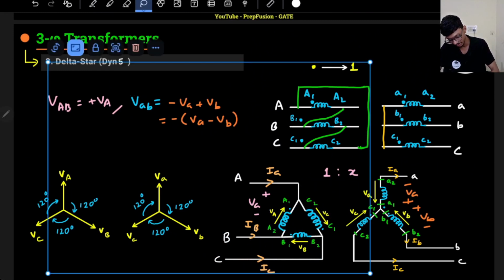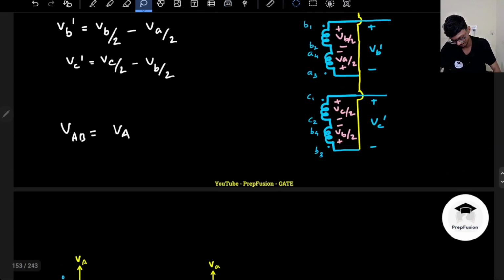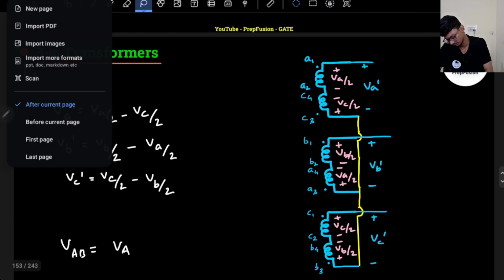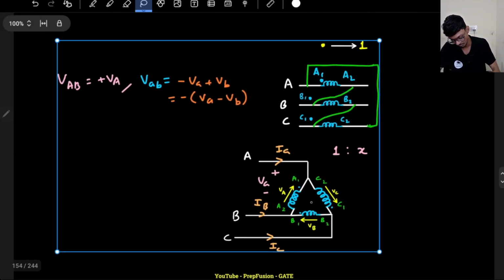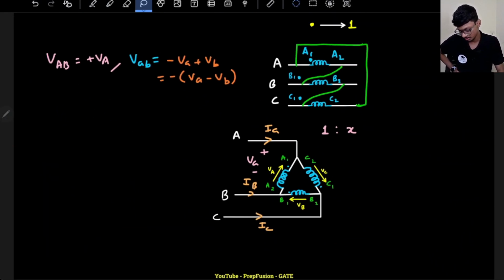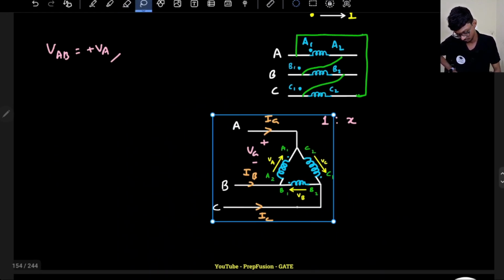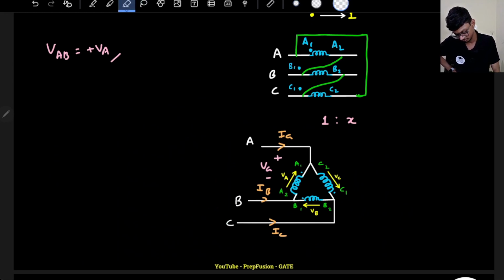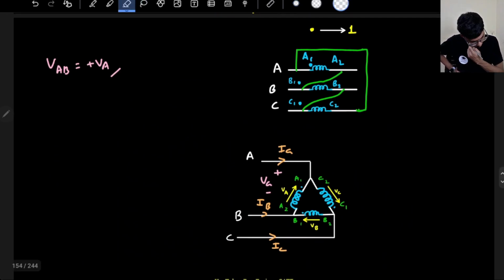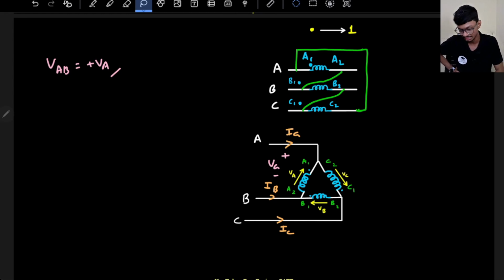Okay, the secondary I am not drawing. The low voltage side I am not drawing, just drawing the high voltage side. So what I can say is this side is fixed. This high voltage side is fixed, nothing is changing there. It is delta connected, no problems.